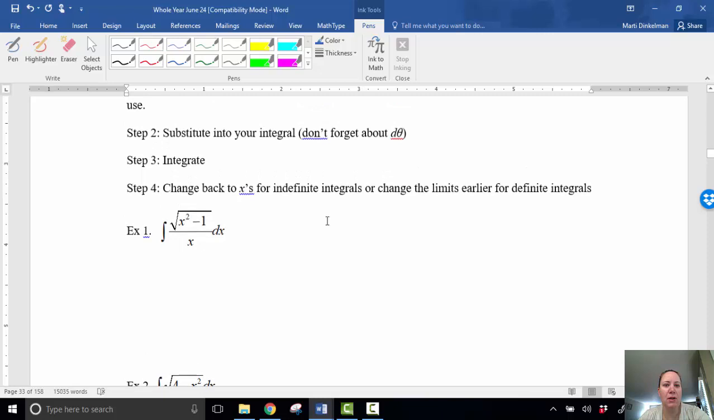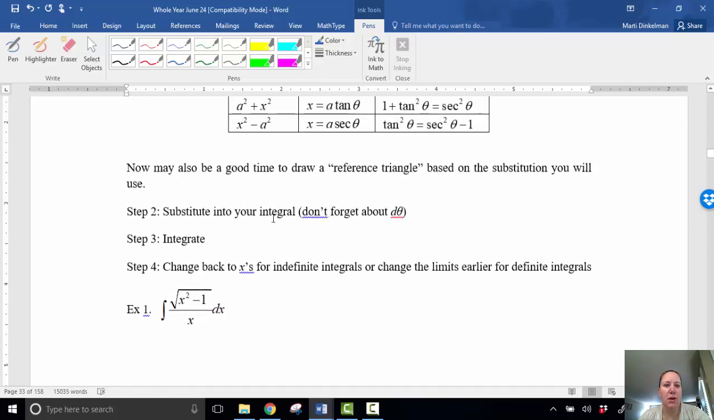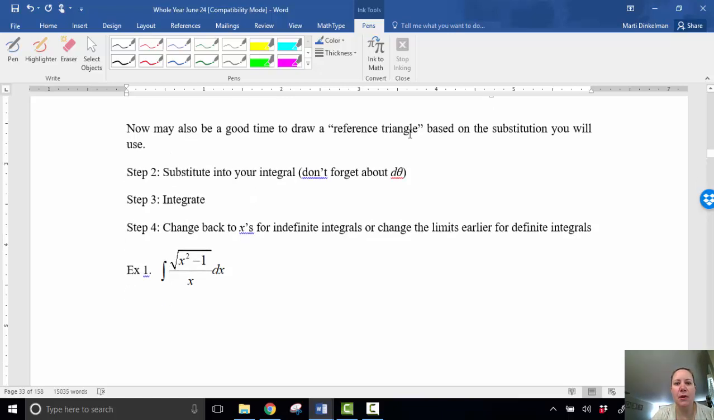Okay, so for example 1 here, we have x squared minus 1 as kind of the main component. I know we also have an x here, but it looks like it's this last form. And since it's x squared minus 1 squared, our a value there is just a 1. So let's go ahead and make that substitution.